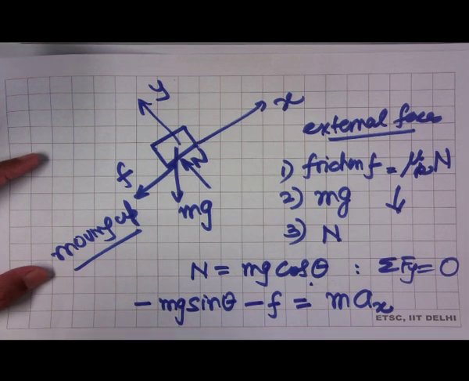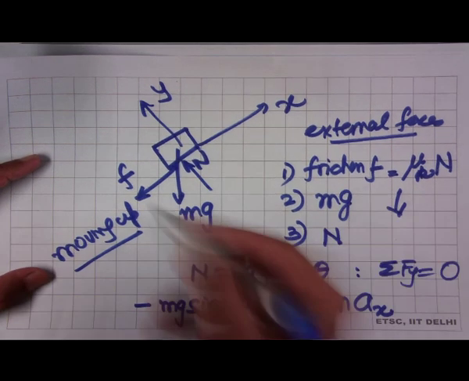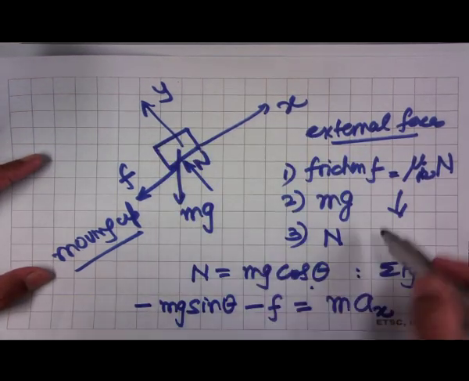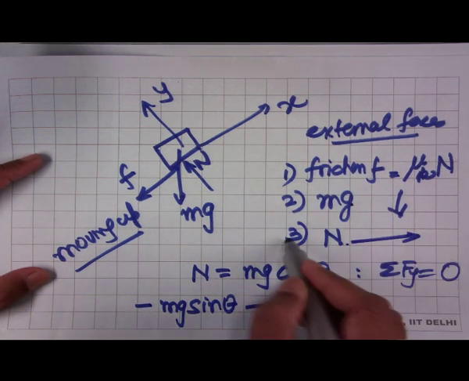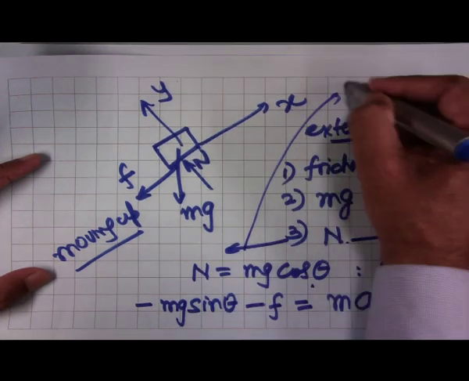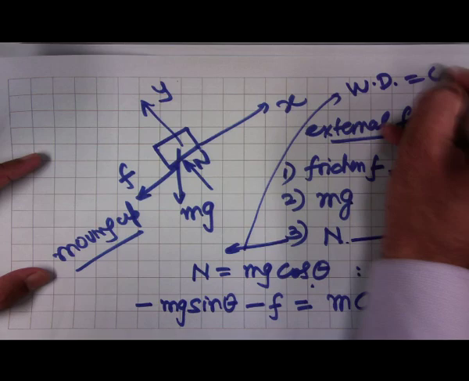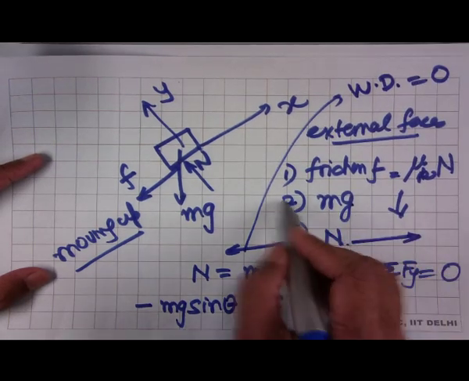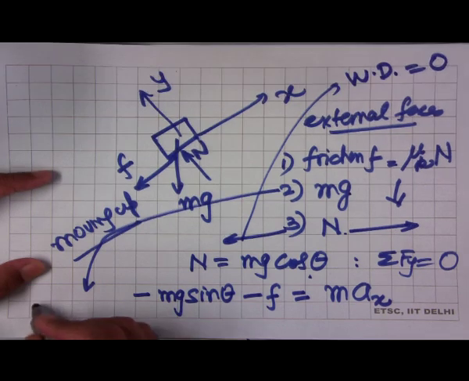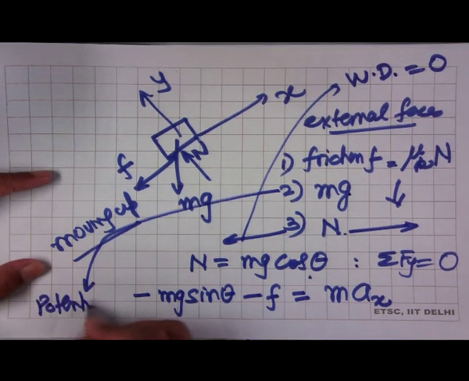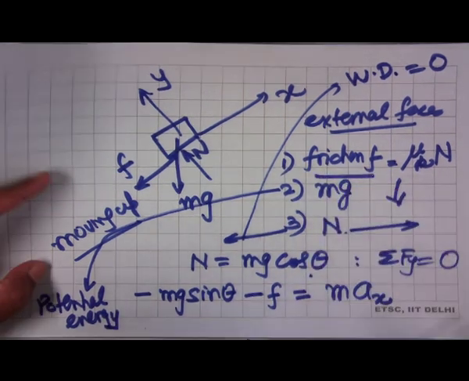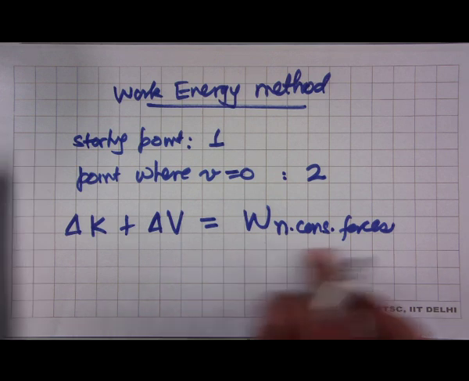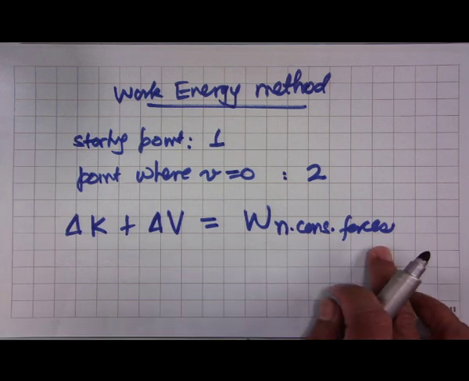As I said, it may be a mental exercise, not a physical drawing of the free body diagram. We see there are 3 forces. The work done by N is equal to 0. The work done by mg will come in the potential energy due to gravity, and the work done by friction is what will come in the work done by non-conservative forces.